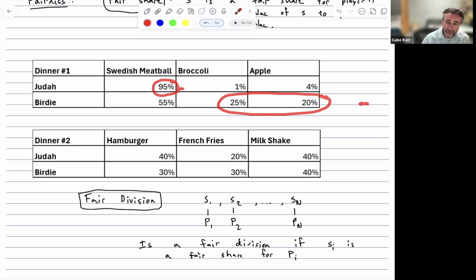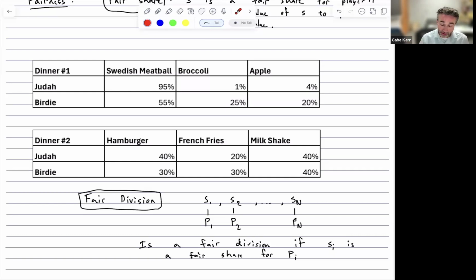So the only way that one could imagine giving Birdie a fair share is if it also included the Swedish meatball. And as I said, I only make one Swedish meatball and I refuse to cut it for them. So it looks like it's not going to be a fair division of the dinner tonight.